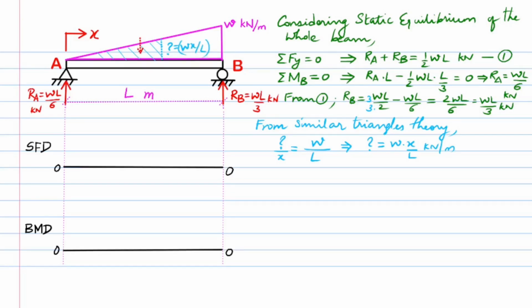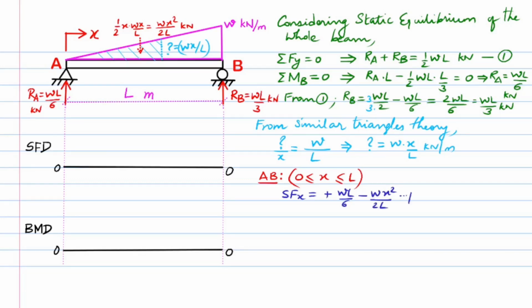The equivalent point load of the shaded triangular load equals half times x times W times x over L, which is equal to W times x squared over twice L kilonewtons, and acts at the center of the triangular area at a distance of x over 3 from the imaginary section. Here, there's only one region AB for which x is greater than or equal to 0 and less than or equal to L meters. The shear force at x can be written as plus W times L over 6 minus W times x squared over twice L, which is parabolic in terms of the variable x.